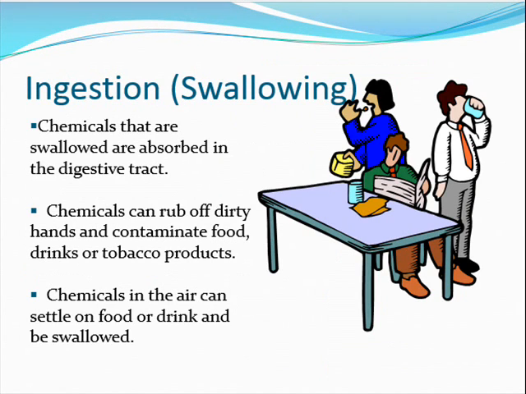Ingestion, or swallowing. Chemicals that are swallowed are absorbed in the digestive tract. Chemicals can rub off dirty hands and contaminate food, drinks, or tobacco products. Chemicals in the air can settle on food and drink and then be swallowed. Prevention. Good hygiene practices are important for preventing products from being ingested. In areas where harmful chemicals are handled, eating and smoking should not be allowed.